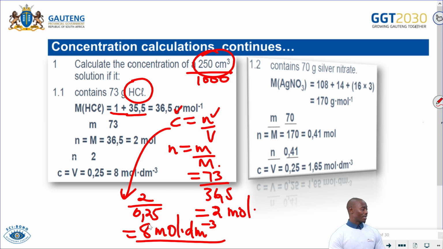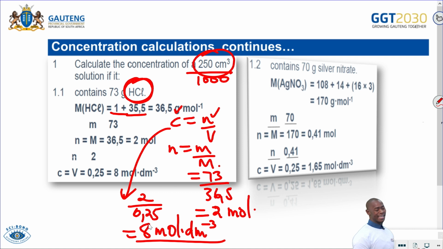To interpret that answer, whether the solution is dilute or concentrated: this one is concentrated because its concentration is greater than 1. But if it was less than 1, it was going to be a dilute solution. Then maybe grade 12s, you are aware of the difference between a dilute solution and a concentrated solution. A concentrated solution contains a large amount of solute. For example, in this case, this is an acid, hydrochloric acid.